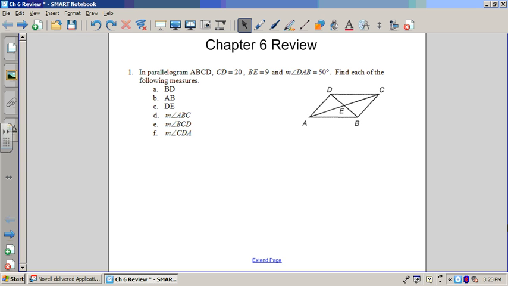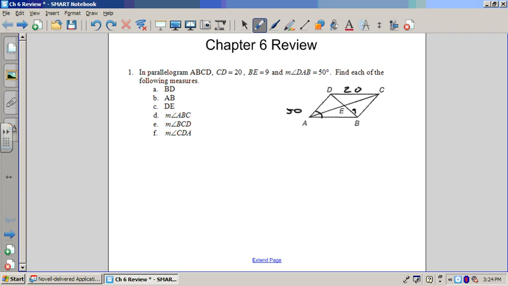The purpose of this tutorial is to provide answers to the Chapter 6 review, so let's just do it. All right, CD is 20, BE is 9, that's half of the diagonal, and the measure of angle DAB is 50 degrees. Find the following measures. A is BD.